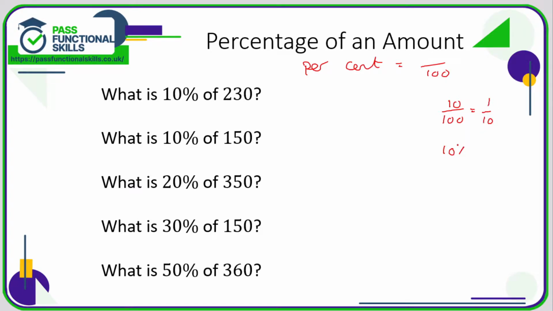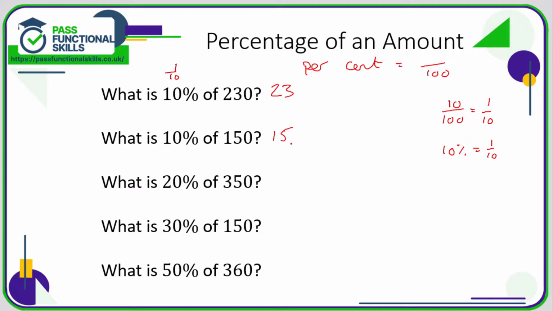So 10% is 1/10. So this question is, what is 1/10 of 230? When you're calculating 1/10 of something, you're simply dividing it by 10. When a number has a zero on the end and you're dividing it by 10, you can just chop a zero off. So 10% of 230 is simply 23. 10% of 150, again 10% is a tenth, divide it by 10, chop off the zero, 15.